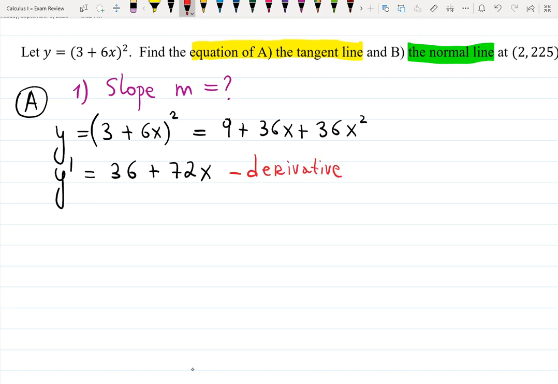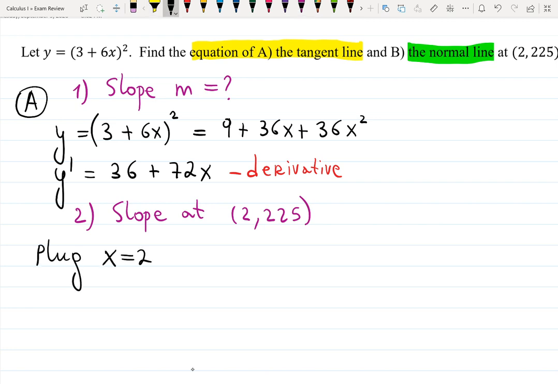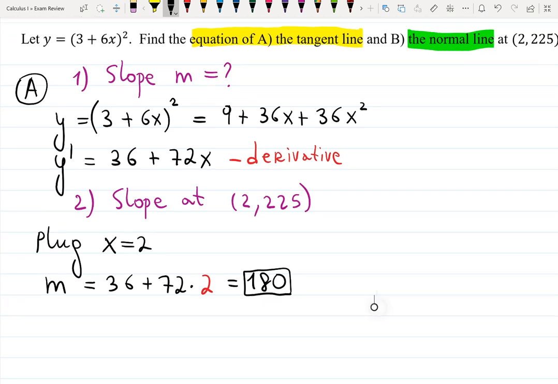Derivative for all points. The thing is, we don't need the derivative for all points. We need the slope m, the slope at the given point 2, 225. That means I want you, in this case, to plug or substitute. Plug x equals 2. Then slope m becomes 36 plus 72 times 2. And that's actually 180. That's my slope. Put it in the box. We will need it for the formula.